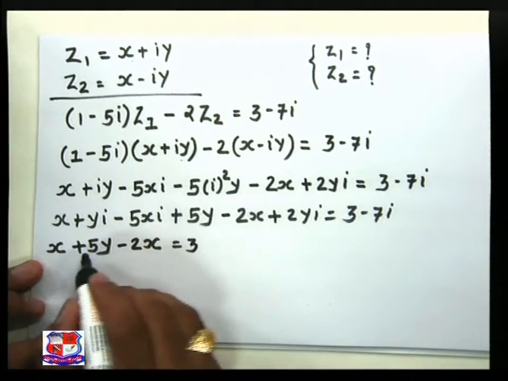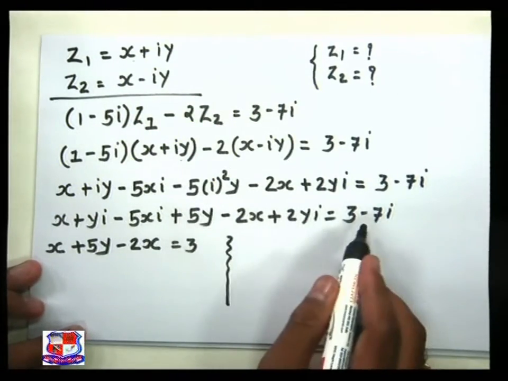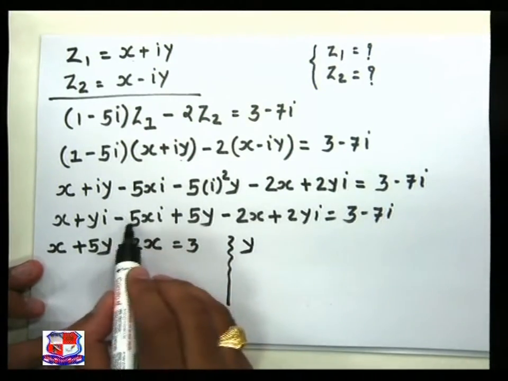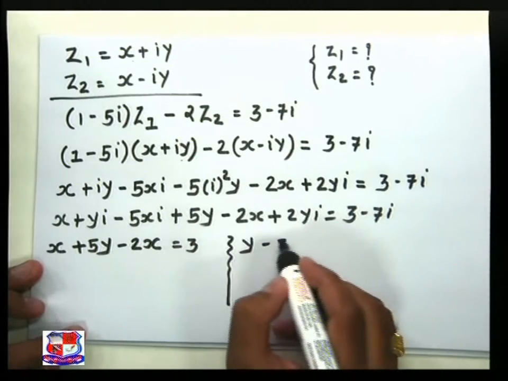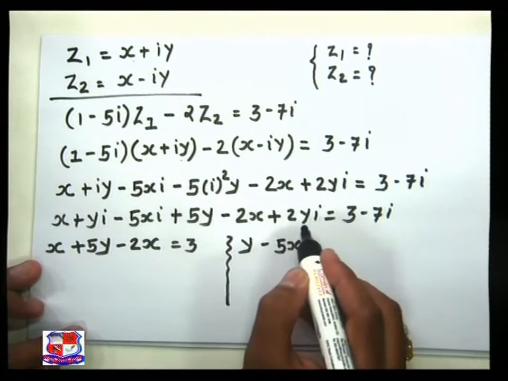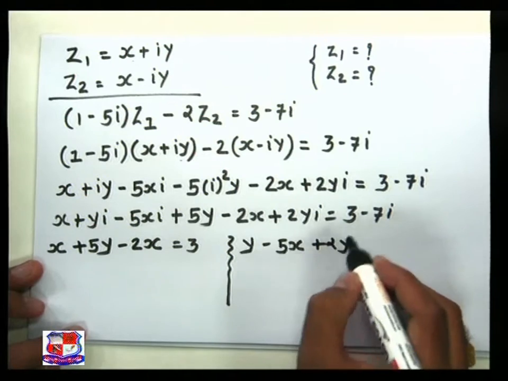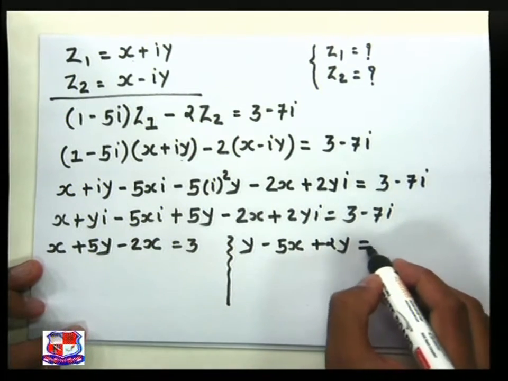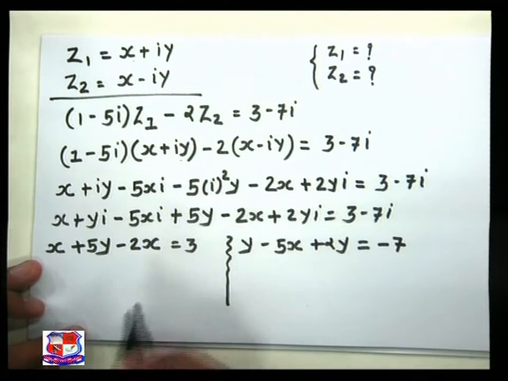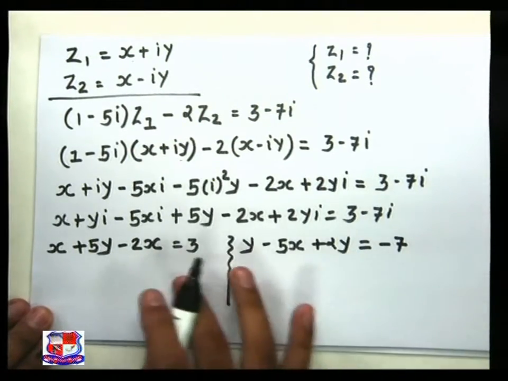Now compare the imaginary part: yi is only y, minus 5xi is minus 5x, and 2yi is imaginary, so write 2y, is equal to minus 7i as it is. So our imaginary part is minus 7. Now we simplify both the equations.